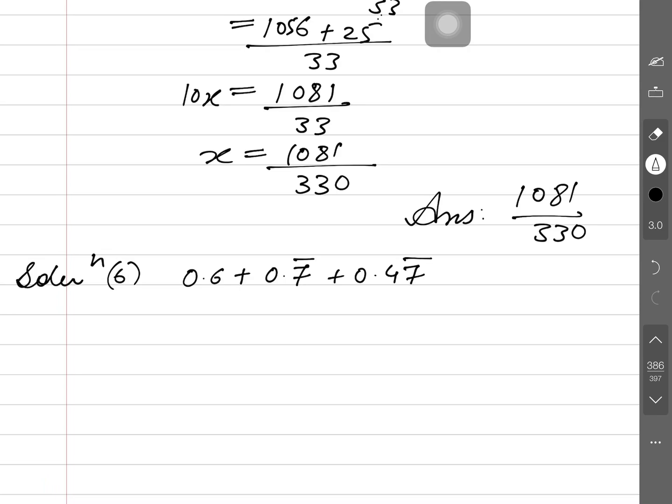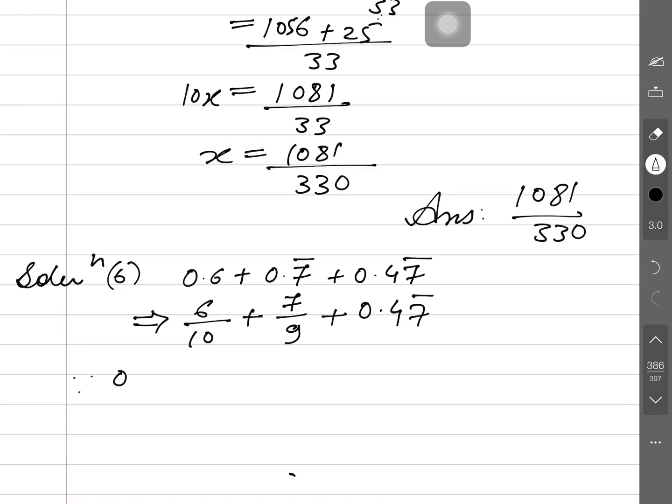Okay. So directly you can write this as 6 by 10. 6 by 10 plus here 7, 1 digit is repeating, so 7 by 9, and then 0.47 bar here. The difficulty with the question is that it is a different type of question. First you need to solve it in isolation, then bring the value of that. So you will solve this separately.